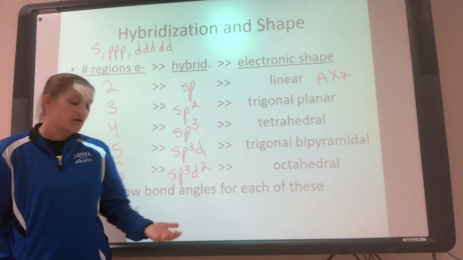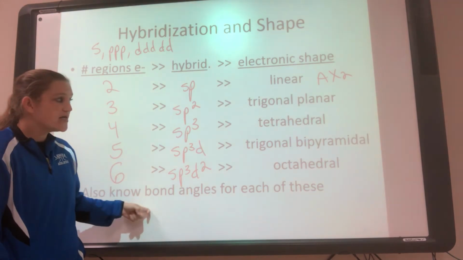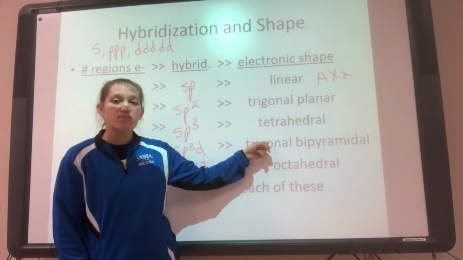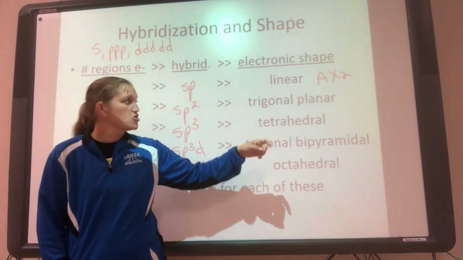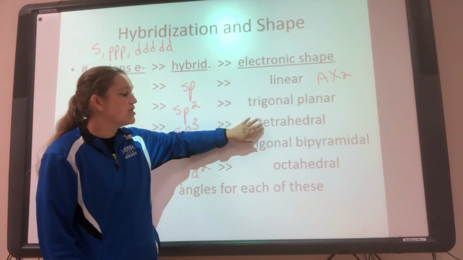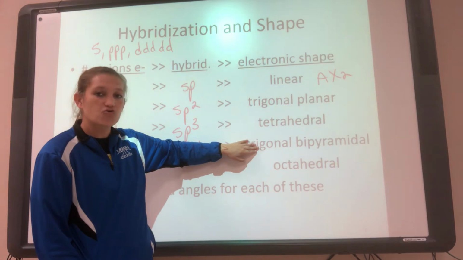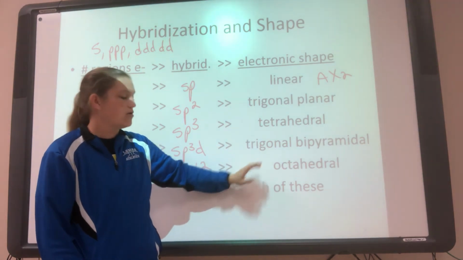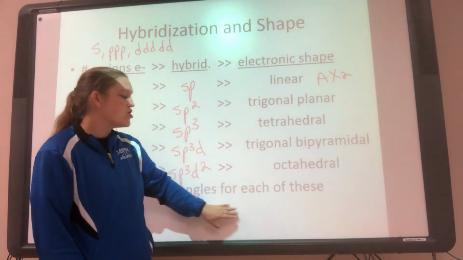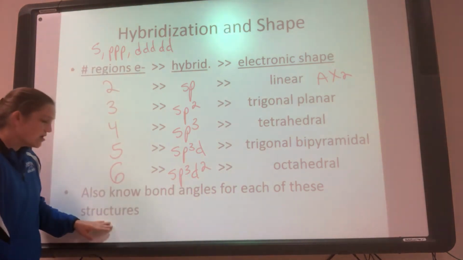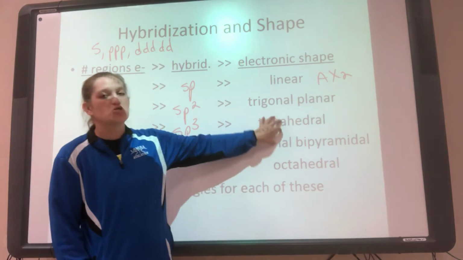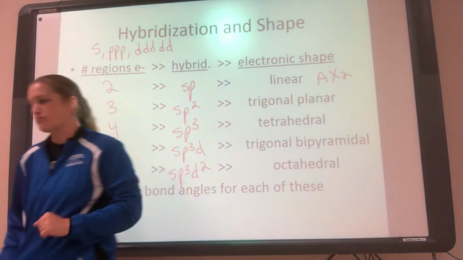If I asked you what are the bond angles, the bond angles are the exact same as those parent geometries. So this was 180, 120, 109.5. This is 90 for axial to equatorial and 120 for equatorial to equatorial, and this is 90. So I know the bond angles for each of these because I already know the geometries from last chapter.